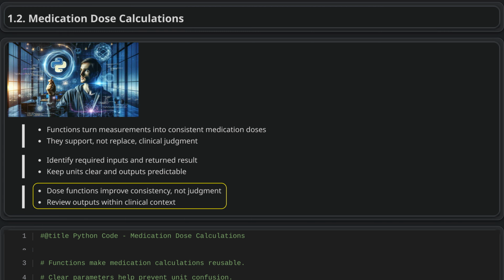Functions can make medication dose calculations safer and more consistent, but they must be designed with clear limits and used with clinical judgment. Pediatric doses, maximum dose checks, tablet strengths, and liquid concentrations all affect whether a calculated result is appropriate. Treating these calculations as functions helps learners build precise, reviewable, and context-aware clinical programming habits.